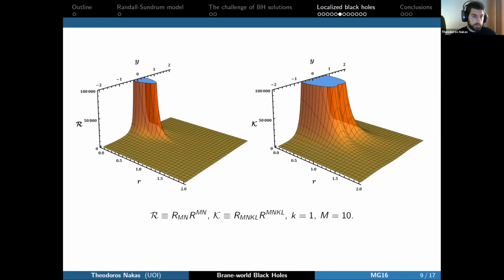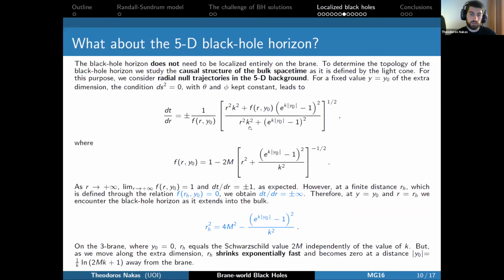Although the singularity of the black hole remains localized on the brane, the black hole horizon doesn't need to do so. To determine the topology of the black hole horizon, we study the causal structure of the bulk spacetime as it is defined by the light cone. For this purpose, we consider radial trajectories in the five-dimensional background. For a fixed value y naught of the extra dimension, the condition ds squared equals zero leads to this relation, where the function f of r comma y naught is given by this expression.